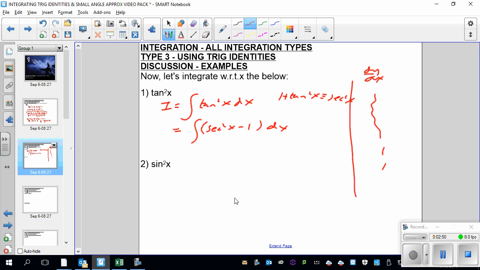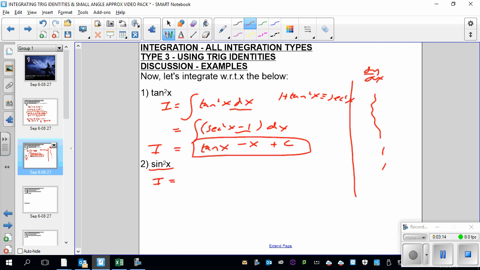Now remember in your new syllabus, if you don't write dx, you're going to lose marks for that. And therefore we can integrate this because we know that sec squared integrates back to tan x. Tan x differentiates to sec squared, and the minus 1 is going to go to minus x plus c. Always quick differential to check. Does tan x differentiate to sec squared? Yes. Does minus x go to minus 1? Yes. Next one, sine squared.